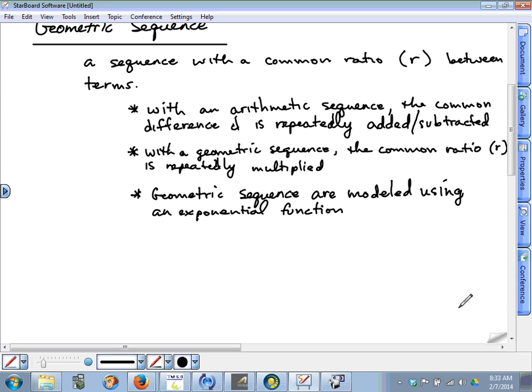So let's consider a sequence where a sub 1 is the first term and r is the common ratio. If we wanted to list the terms of this sequence, the first term would be a sub 1. What would the next term be? If the common ratio was r, and the first term is a sub 1, a sub 1 times r. Yep.